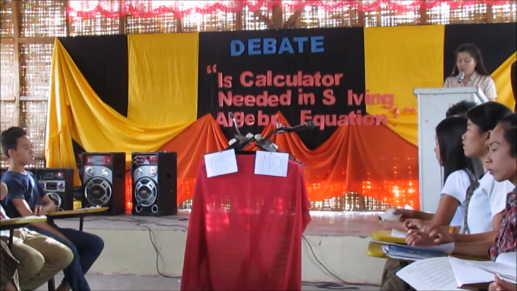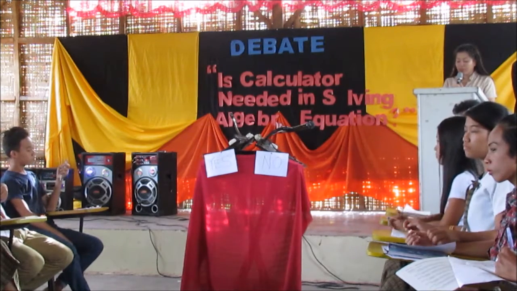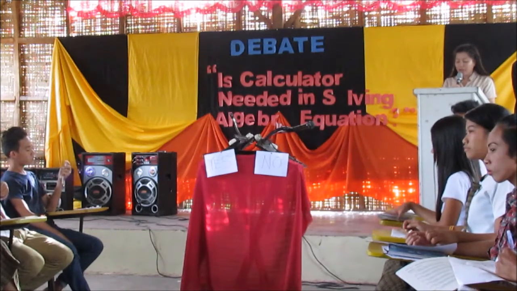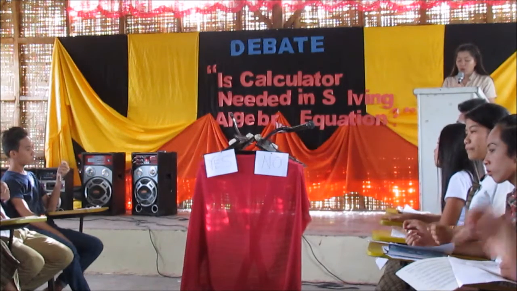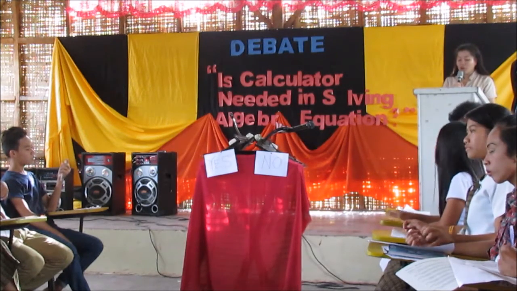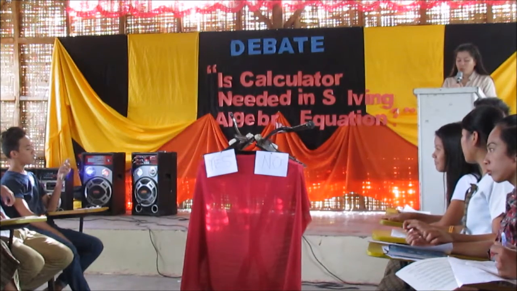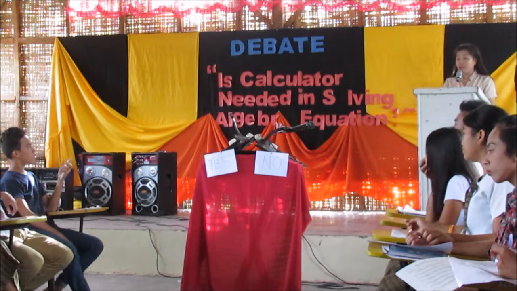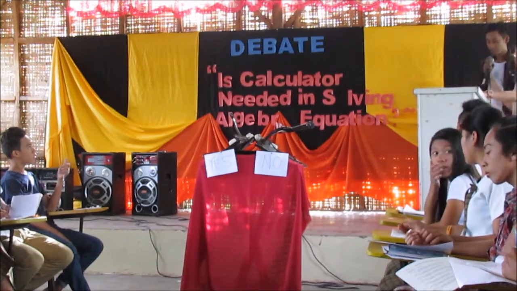And last, understanding of topic. The team should clearly understand the topic and present the information convincingly. Okay, for each criterion, the highest is 5 points, so a total score of 25 points. Okay, thank you. Thank you, ma'am.